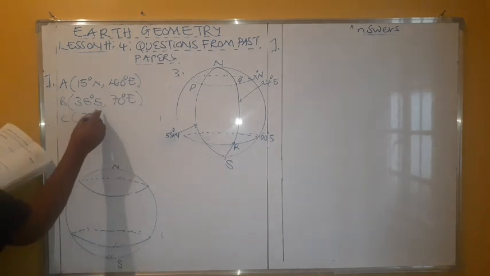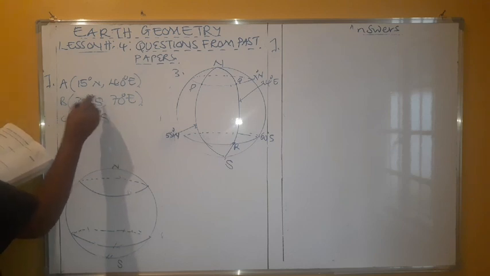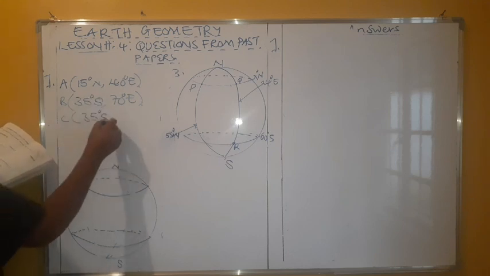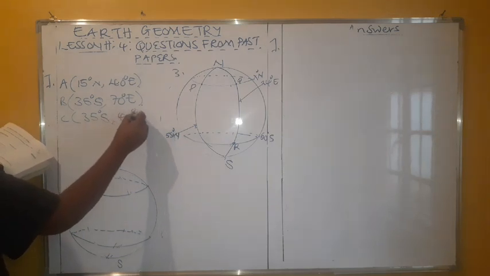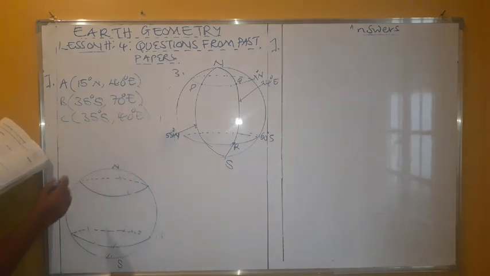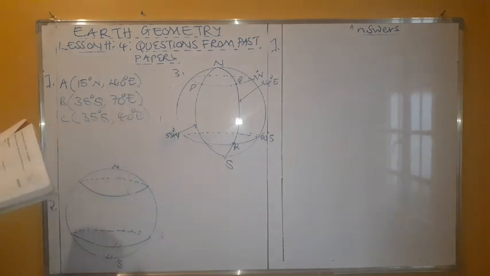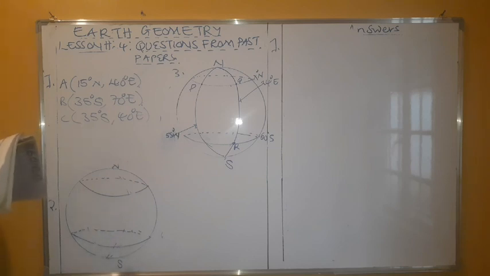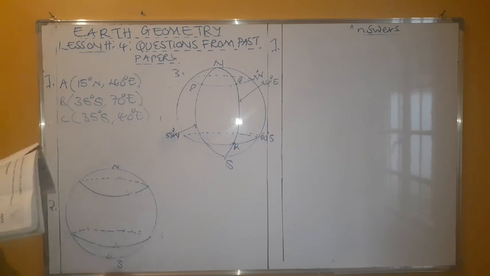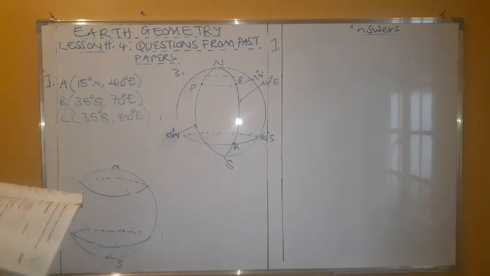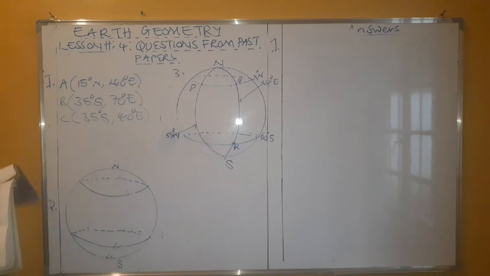85 degrees south, please, this is south, and 40 degrees east. Okay, these are the 3 points that have been given. So the points A, B, and C are on the surface of the Earth. So we take pi to be 3.142, then the radius is 6370. Okay, so the first question is, calculate the distance AC in kilometers.